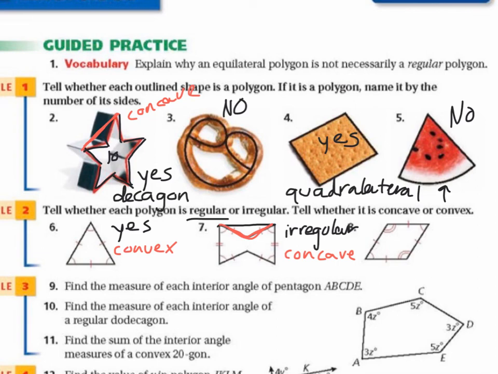So now let's look at number 8. Is this a regular or irregular polygon? Irregular, because we have this angle that has 1 arc mark and this one has 2. So they're not the same measure, so it's irregular. Do you think it concaves or is it convex? Convex.